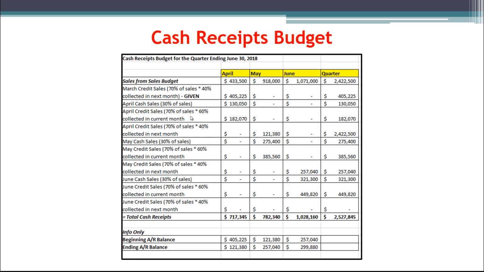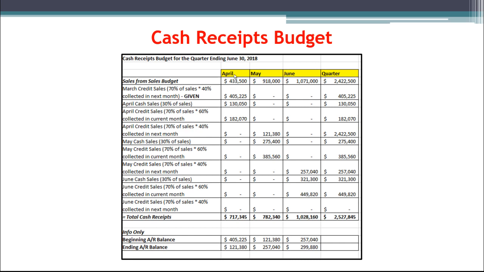Now, I want to mention here, there are a variety of formats you can use to calculate this. The way I've presented it here is just to make it very clear which month's sales we're collecting when. And of course, we have a total cash receipts at the bottom, which flows to the cash receipts overall budget. Now, notice also I have an informational only section showing the beginning accounts receivable balance, the ending accounts receivable balance. This is more for the balance sheet itself. But here we're going to see sales from the sales budget, the dollar amounts pulled forward, and then it's a question of when do we actually collect it.